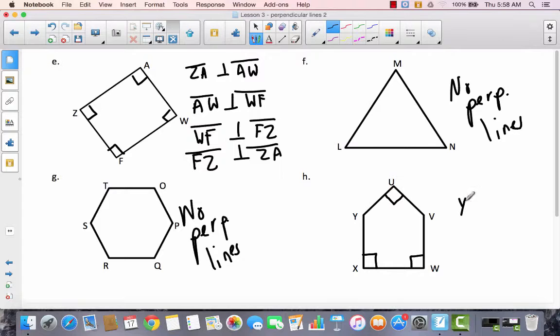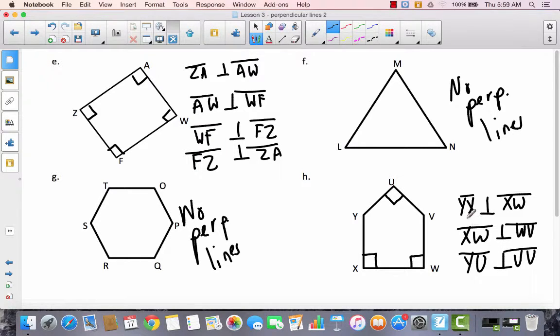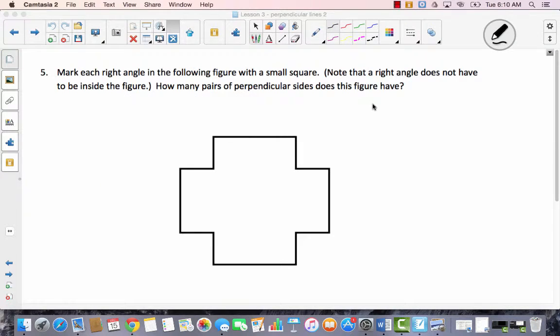So line segment YX is perpendicular to line segment XW. Line segment XW is perpendicular to line segment WV. And YU is perpendicular to UV. Now remember, you could have reversed any of these and it would still be the same statement. Okay, so let's take a look at this last page.